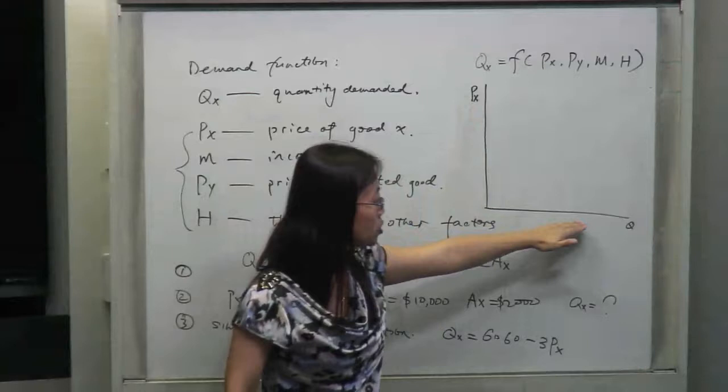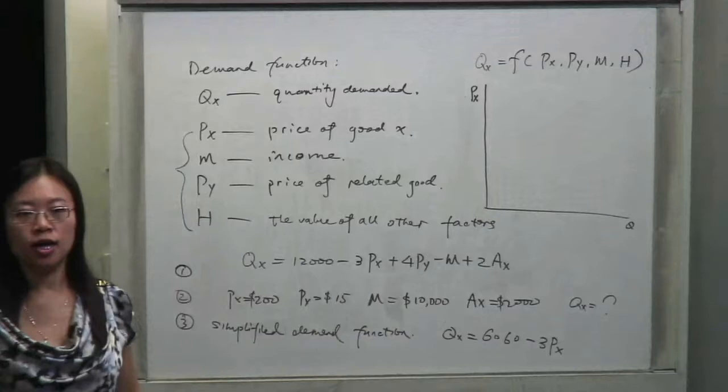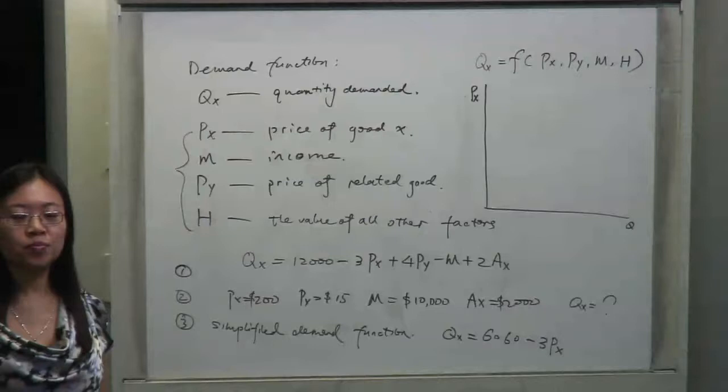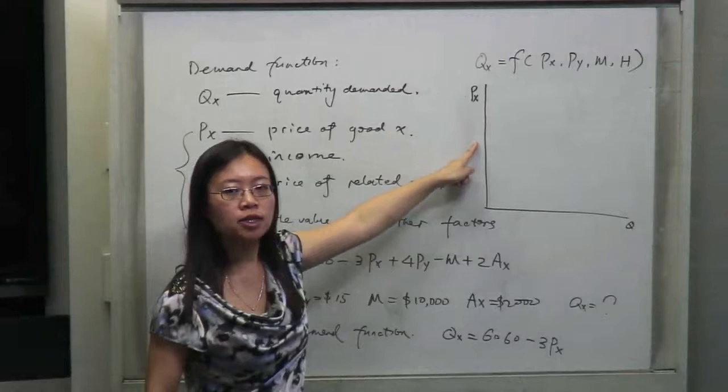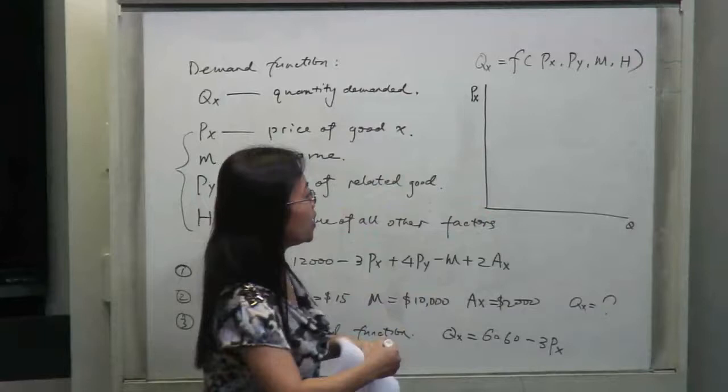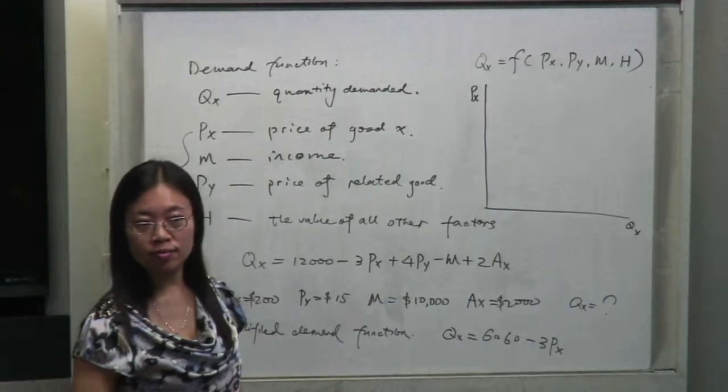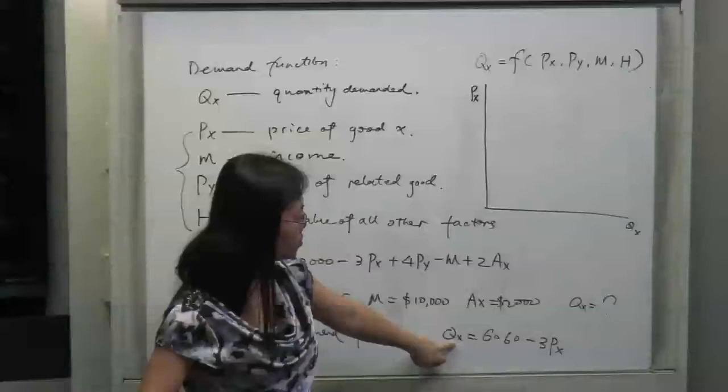So what is the value here? 60? Yeah. Price is zero. What does the point along the vertical axis mean? At that point, QX is equal to zero, right? When QX is equal to zero, you solve for PX. What is PX equal to? 20.